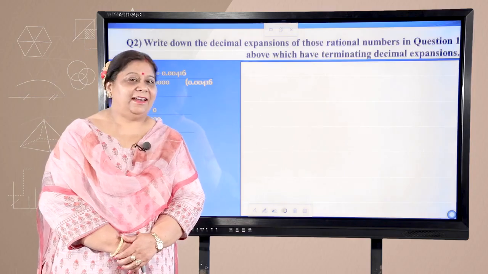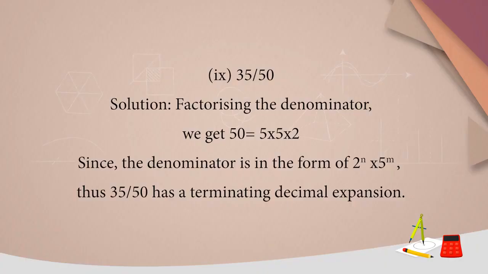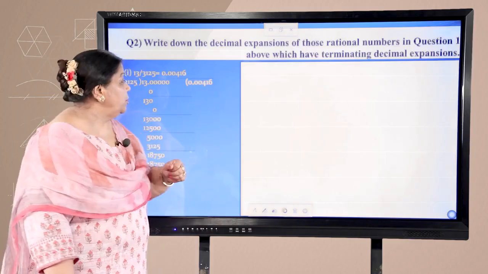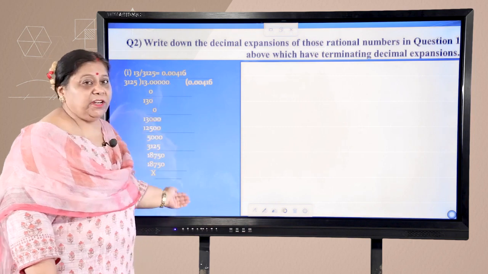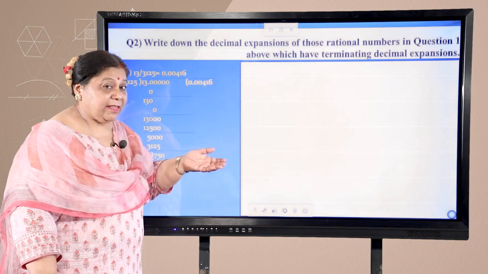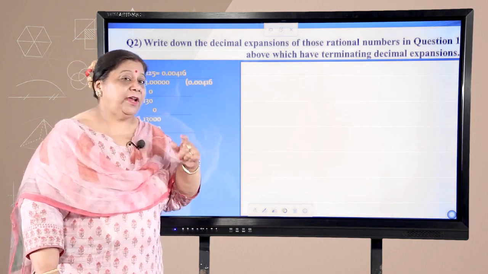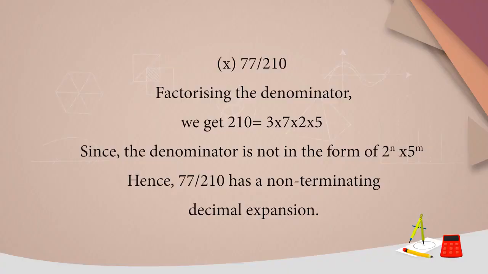So, students, let us look into the next question here, which says, write down the decimal expansions of those rational numbers in question above which have terminating decimal expansion. Okay. So, one method is just by division we can find out the decimal expansion. Let us have another method which is simpler. What will we be doing in this? We will try to get the denominator in powers of 10. How do we do that?